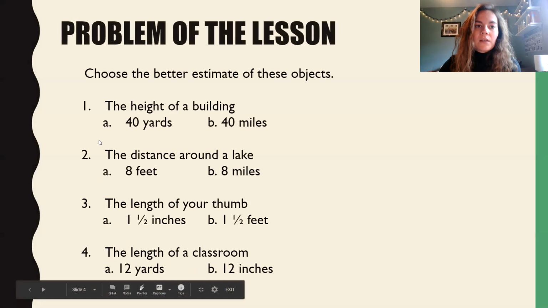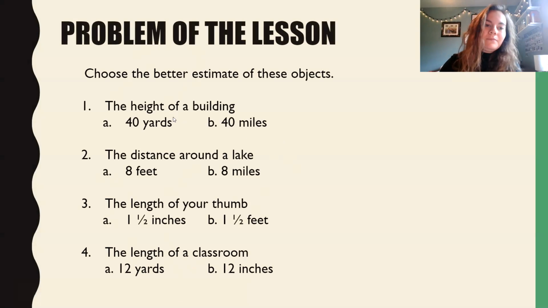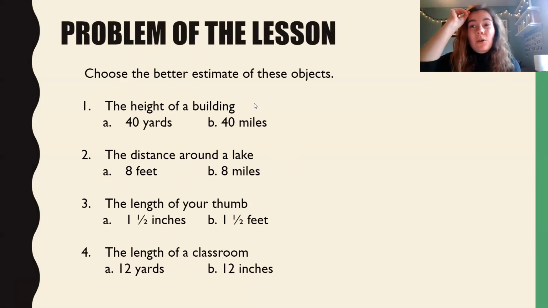Okay, so this is also going to be something similar to what you'll see on your assignment today. So we're going to think about what is better to measure in. So the height of a building, so if you were measuring how tall your house is or how tall the school is, would you want to use miles or yards? And think about how long that mile was when I showed you on that map. If you were going to measure the height of a building and it was 40, it would be 40 yards. 40 miles would be really long. That would be a very, very, very tall building.